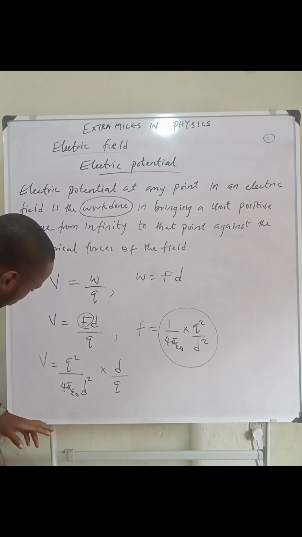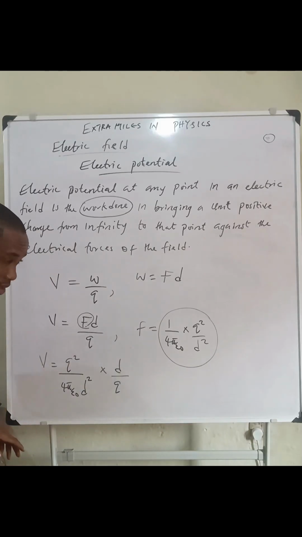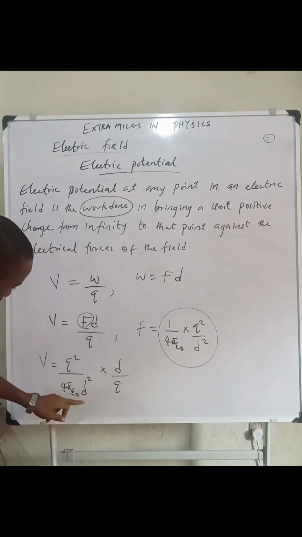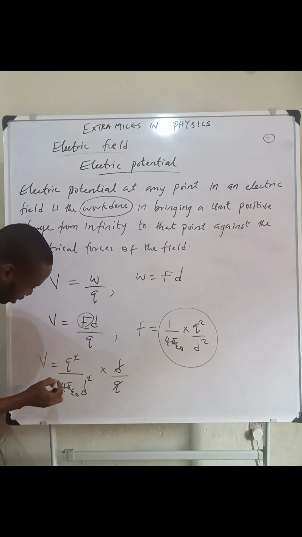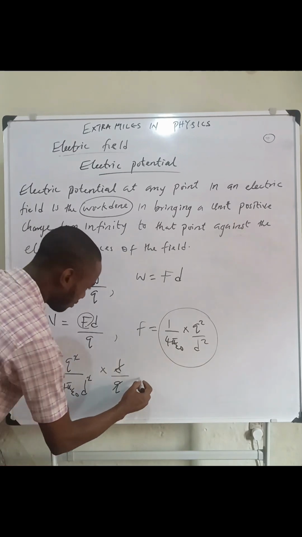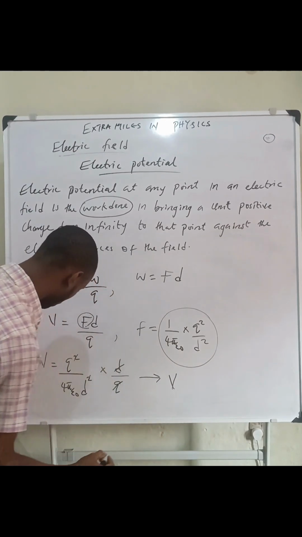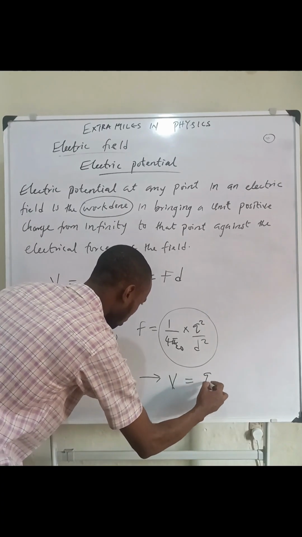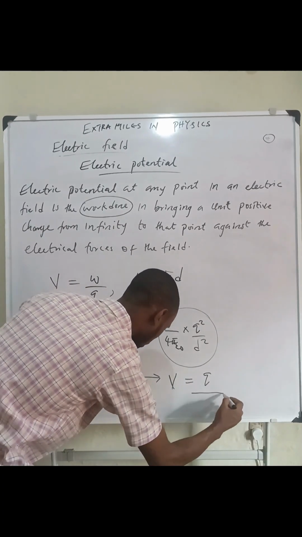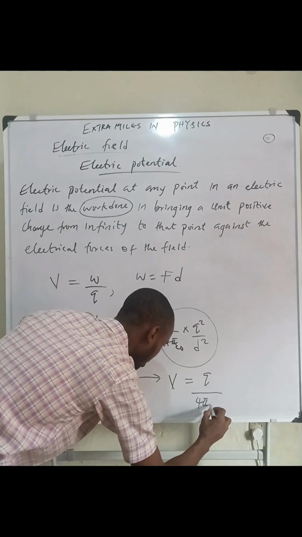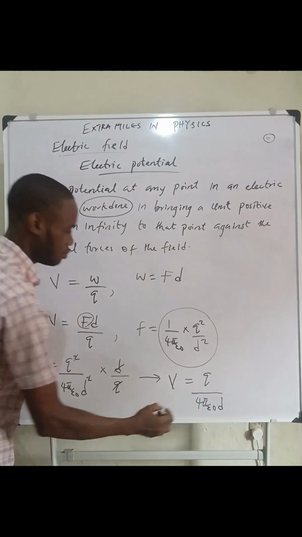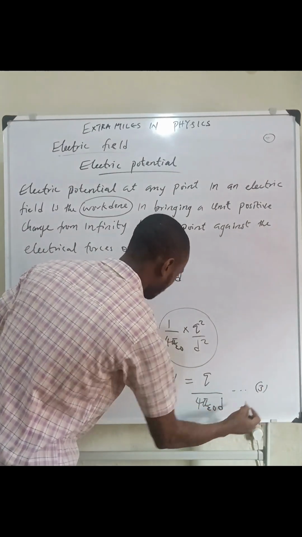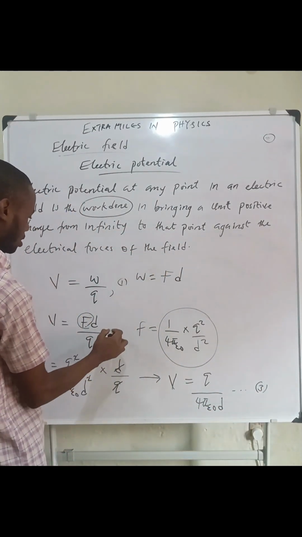Now from here, what else can I do? We can cancel out, right? I have charge here, charge here, distance here, distance here. So this one can cancel one here, this one can cancel one here. So what will I be having left? I can have that my electric potential equals charge over 4 pi E naught times distance. So this becomes formula 3.